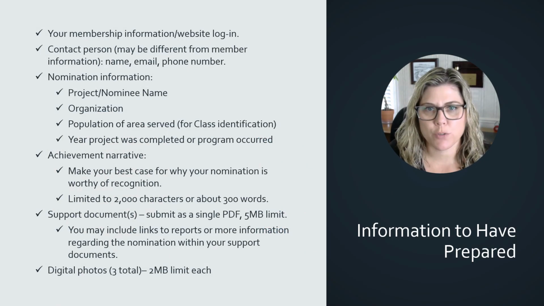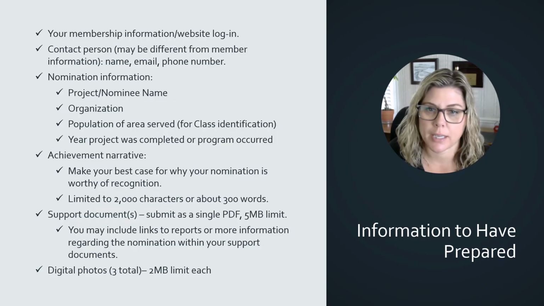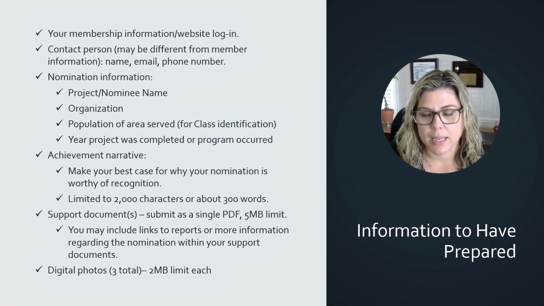Now let's move on to what information you should have available as you begin the application process. First, you'll need your membership information or website login information. If you are not a member but are applying on behalf of a member, you're going to need their access information in order to log in. That might be your agency administrator or director, so make sure you touch base with them and have their information handy. If you are not currently a member, you can become a member by visiting the website and registering for your membership before you start the application process.